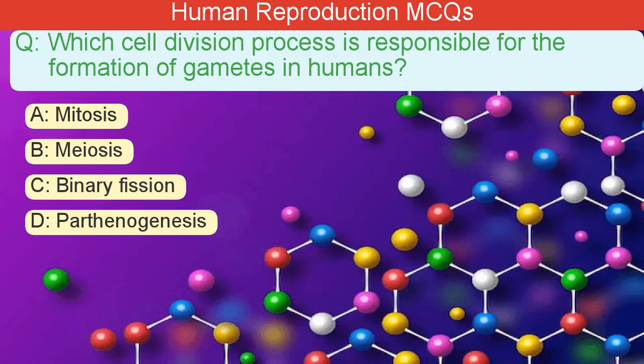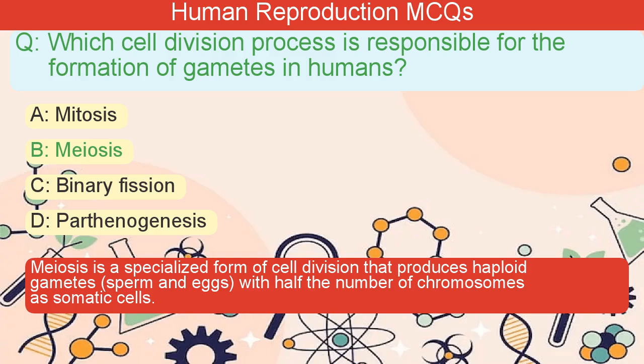Which cell division process is responsible for the formation of gametes in humans? A. Mitosis. B. Meiosis. C. Binary fission. D. Parthenogenesis. The correct answer is B. Meiosis is a specialized form of cell division that produces haploid gametes, sperm and eggs, with half the number of chromosomes as somatic cells.